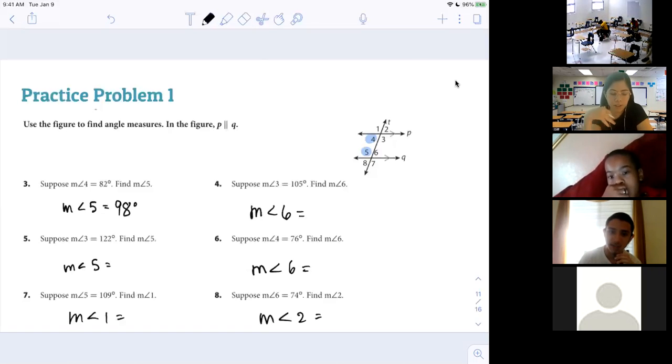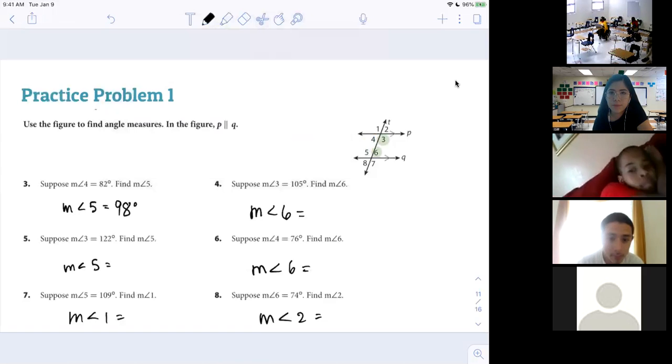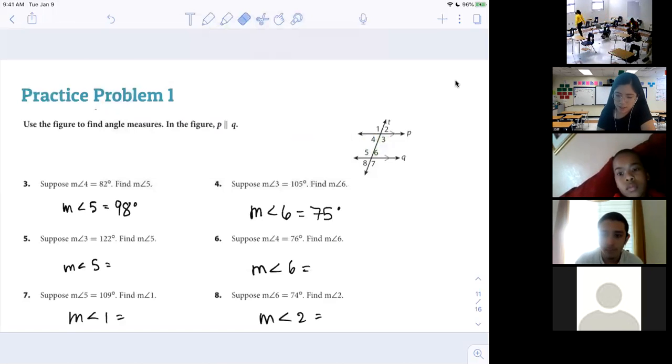Would anyone like to volunteer to do number 4? All right, Tyrone. So now I'm looking at angle 3 is 105 degrees. How much is angle 6 going to be? Would it be 75? Yeah, 75. So how did you get that? I subtracted them because they're supplementary. Perfect.